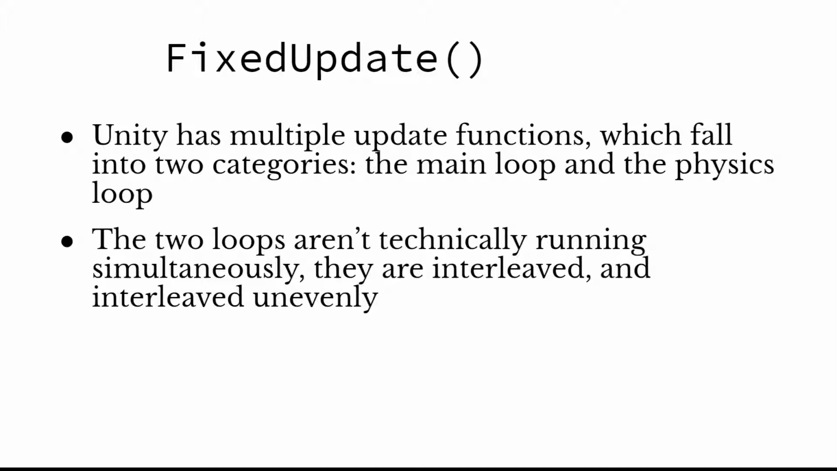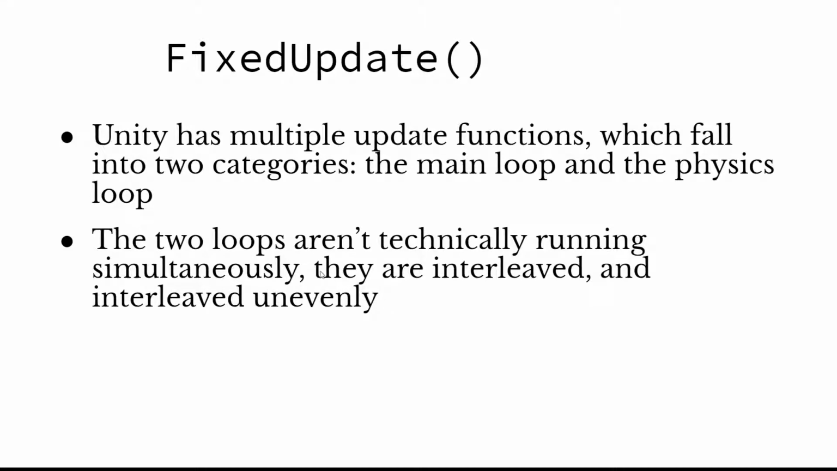All right. Unity has multiple update functions which fall into two categories. We have the main loop, the main update loop, and the physics loop. Think of them that way. Technically, they aren't running simultaneously. They are actually interleaved, and interleaved unevenly. It's really hard to be truly simultaneous, because certain things depend on other things. But with computers, we're getting closer to that, depending on how you take advantage of multi-threading.